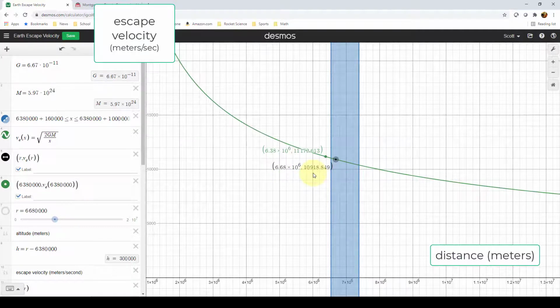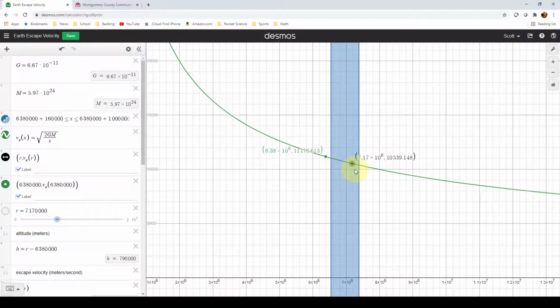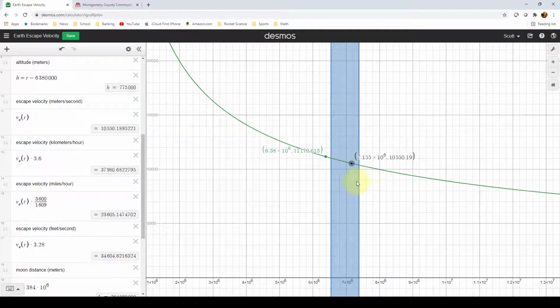And the point that I have right here is the one that we just previously calculated at an altitude of 300 kilometers. You can see my altitude showing up right here. So I can just vary this point through this range that is low Earth orbit, looking at different escape velocities within that interval. I'm also using Desmos to calculate the speed in kilometers per hour, in miles per hour, and in feet per second.